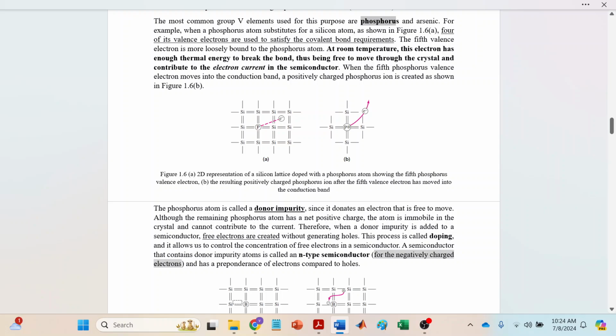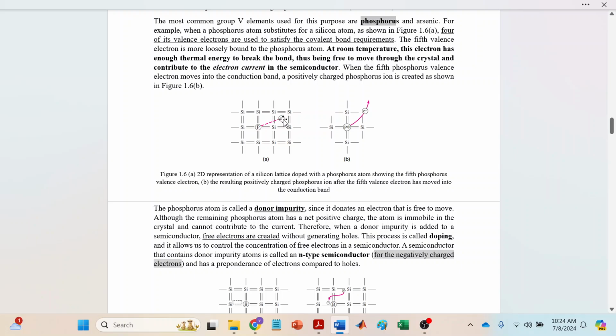So when this free electron moves, a current is created. The remaining phosphorus atom, like I said, has a net positive charge. The atom is immobile and it cannot contribute to the current. So it's the electron that contributes to the current. When a donor impurity is added to a semiconductor, free electrons are created. So no holes are created.